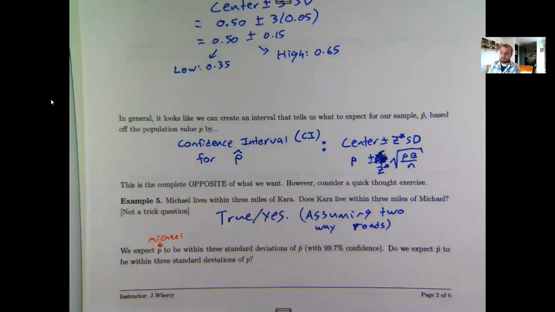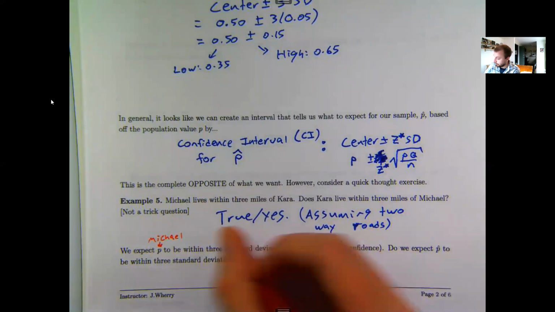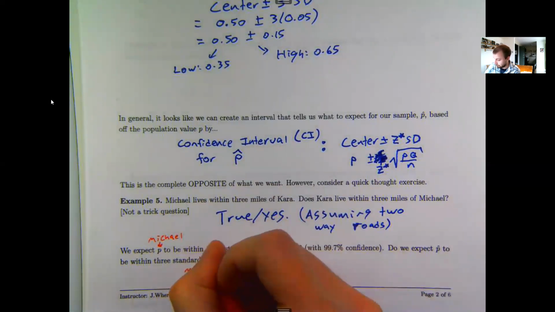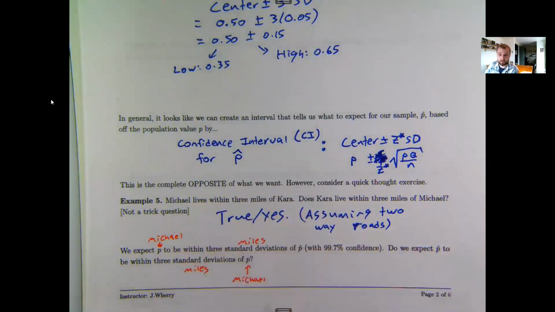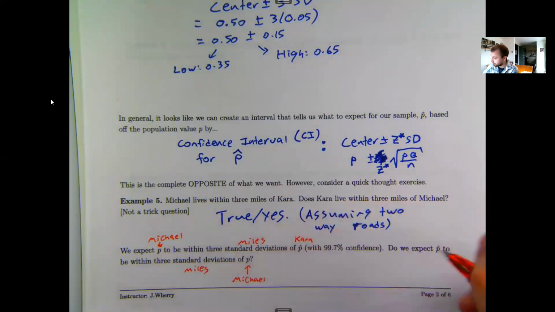I'm going to name p Michael, classic Michael name. I think standard deviation is a little bit confusing for me, so I'm going to call that miles instead. I hope you're okay with that. And this p hat symbol is kind of tripping me up. So instead of that, I'm going to call this Kara. Just giving these things different names. Still means the same thing. I'm just changing the language a little bit. And let me read it. We expect Michael to be within 3 miles of Kara. Do we expect Kara to be within 3 miles of Michael?